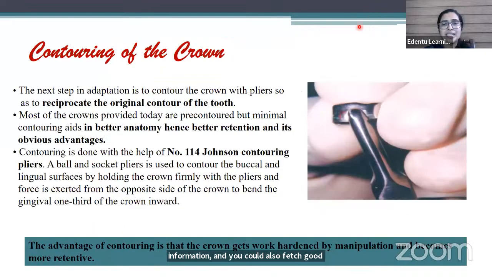Then, to continue with the contouring of the crown, the crown gets work hardened by manipulation and it becomes more retentive.